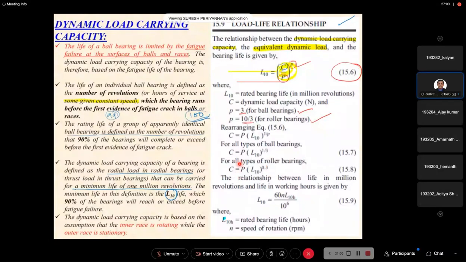Then this is for the roller bearing, where we use the small p equal to 10 by 3 relation. Please remember these two empirical formulas.